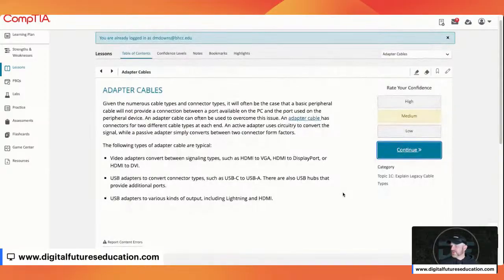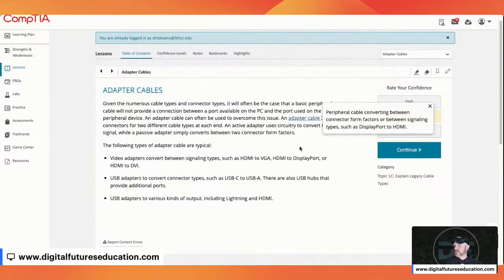And then we have adapter cables. Given the numerous types of cables and connector types, it will often be the case that basic peripherals will not be able to provide a connection between a port available on a PC and the port used on a peripheral device. So if I click on adapter cable, it's a peripheral cable converting between connector form factors or between signaling types, such as DisplayPort to HDMI, so that the different types of devices can work together.